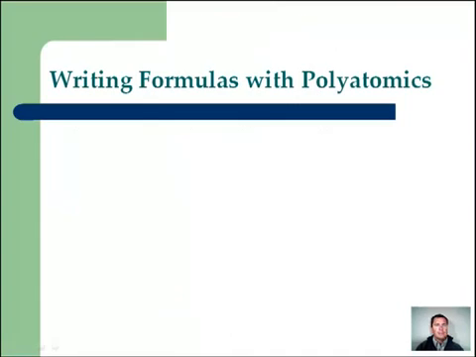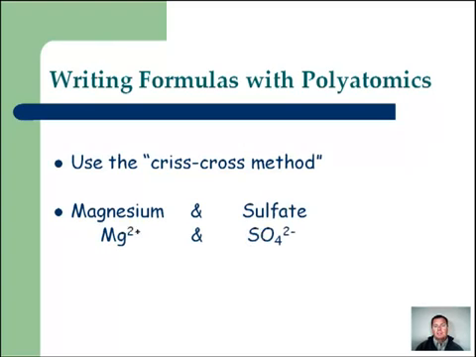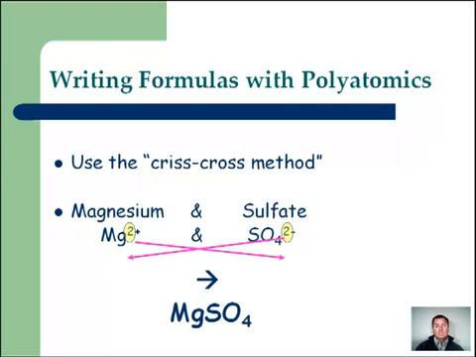So let's talk about writing formulas with polyatomics. It's real simple. You're doing what you already know how to do. It's simply the crisscross method, where we crisscross the charges. Okay, let's do magnesium sulfate. Magnesium has a +2 charge. Sulfate, if we look on the polyatomic sheet, is SO4 -2. So to write the formula for magnesium and sulfate, we do the crisscross and drop the charges. We get MgSO4. Now notice we didn't bring the 2s down here.